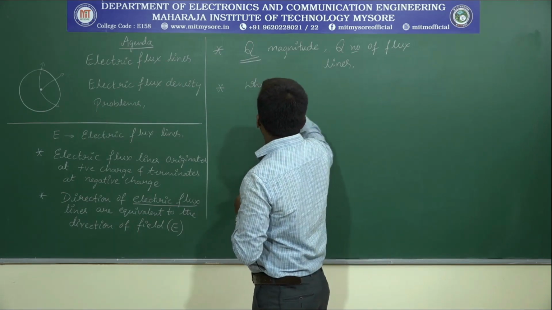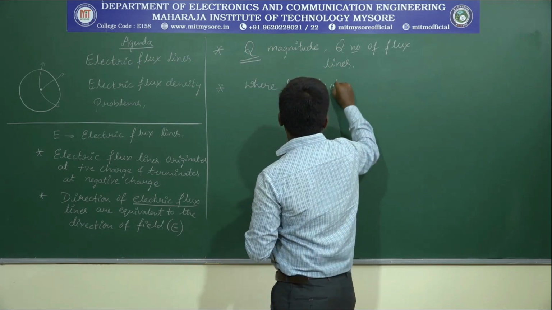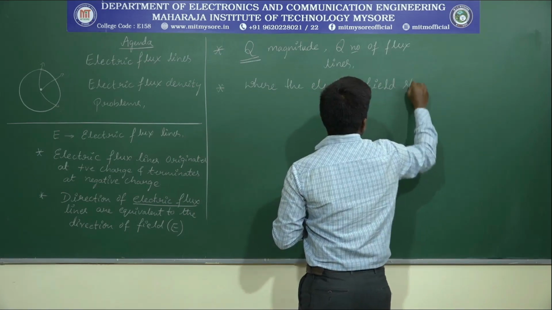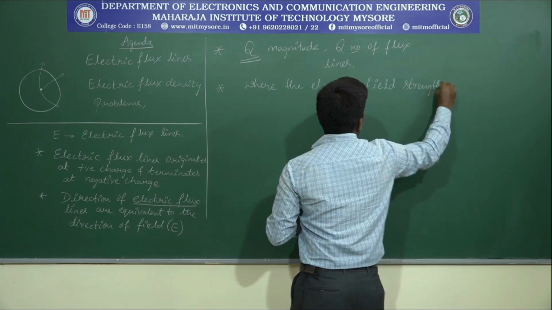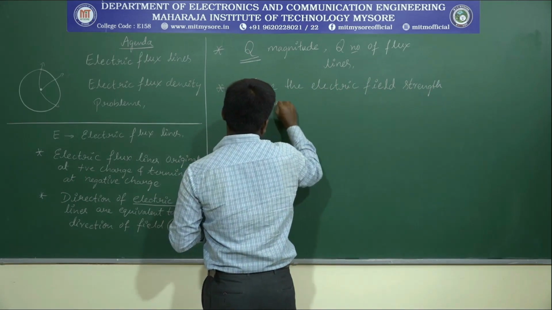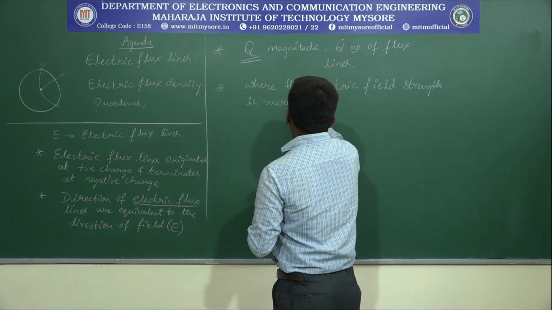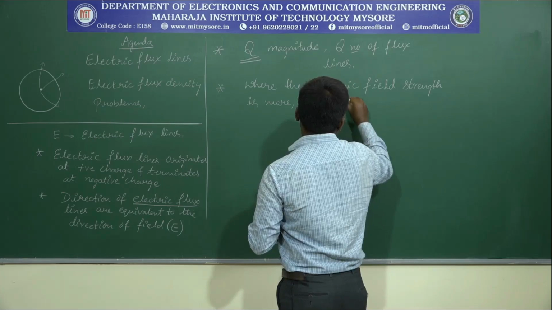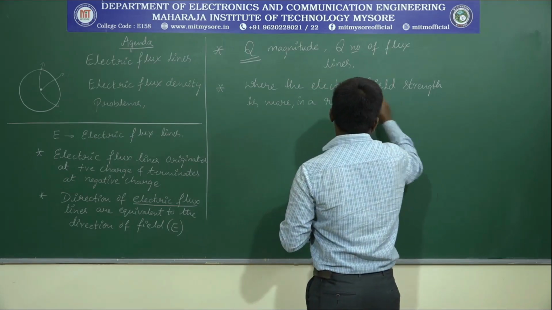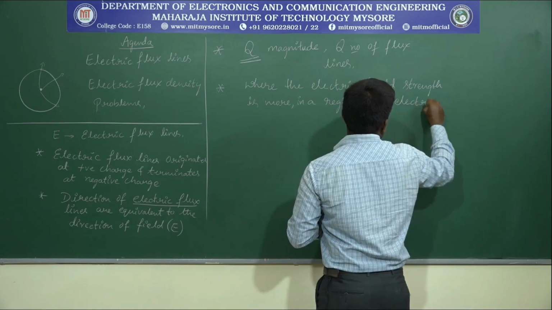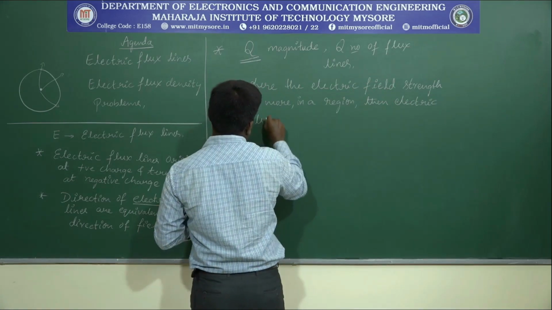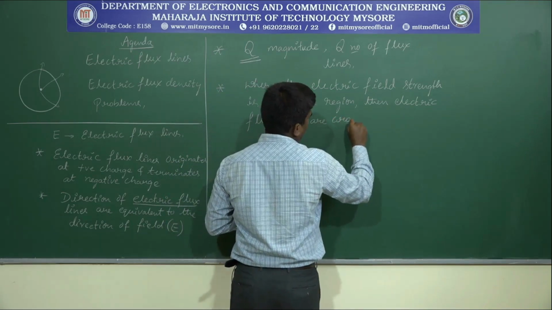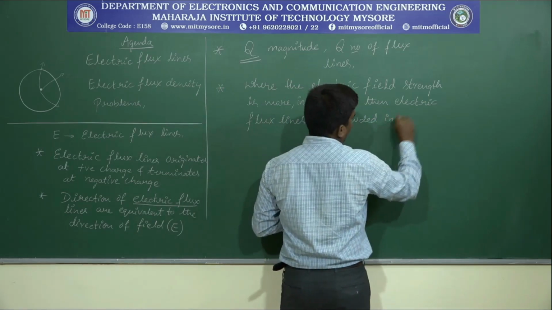Where the electric field strength is more in a region, the electric flux lines are crowded in the same region.